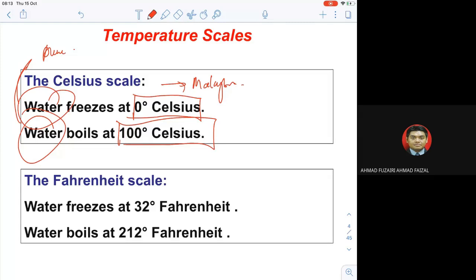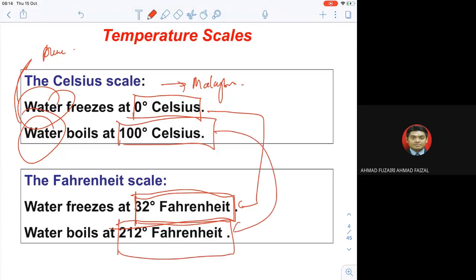Okay, so look at the temperature and look at how they present it. If the water freezes at 0 degrees Celsius, the water also freezes at 32 degrees Fahrenheit. It's a bit higher compared to Celsius. And the water will boil at 212 degrees Fahrenheit. Look at how they present 100 degrees Celsius. This is called degree, and this is the scale or the unit.